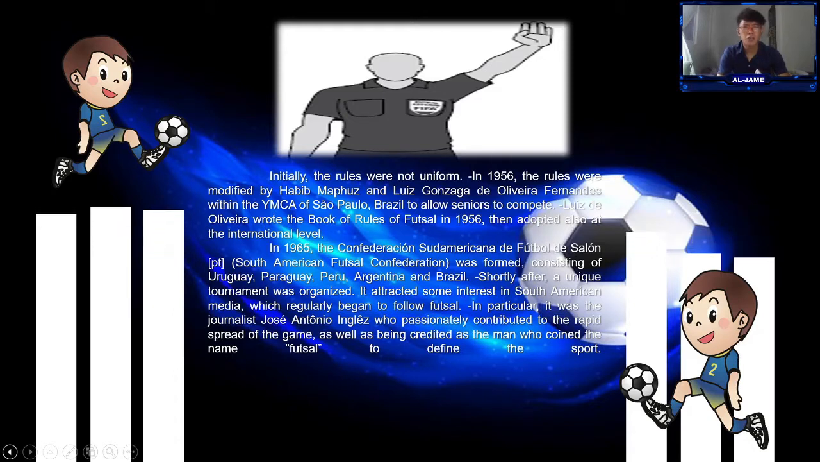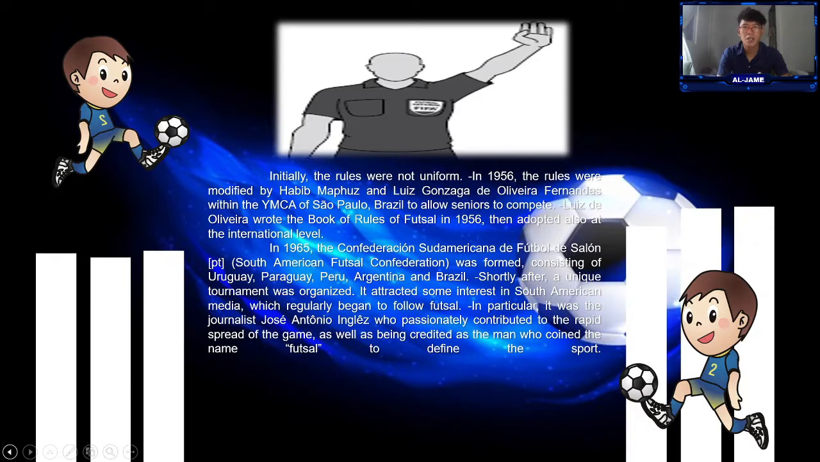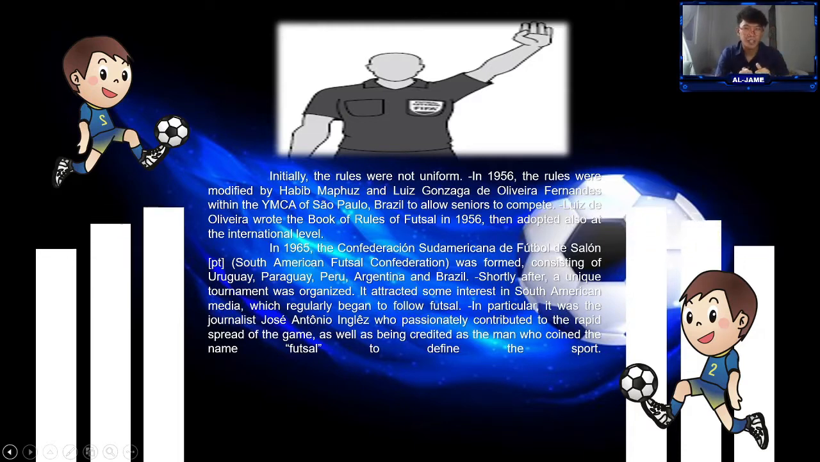In 1965, the Confederación Sudamericana de Fútbol de Salón, the South America Futsal Confederation, was formed, consisting of Uruguay, Paraguay, Peru, Argentina, and Brazil. Shortly after, a unique tournament was organized, which attracted some interest in South American media, which regularly began to follow futsal. In particular, the journalist Jose Antonio Ingles passionately contributed to the rapid spread of the game, and is credited as the man who coined the name futsal to define the sport.